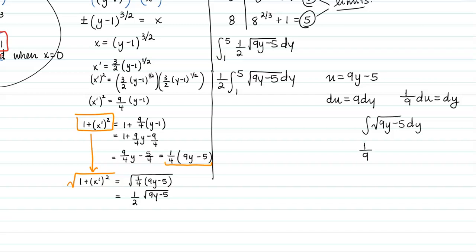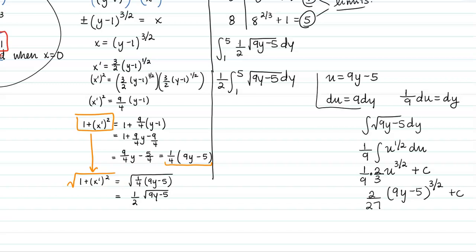is 1/9 the integral of u to the 1/2 du. So I'll increase the exponent on u up to 3/2 and divide by the new exponent. So I'm taking 1/9 and I'm multiplying it by 2/3. I'll just put a plus c here for now. So I have 2/27 times 9y minus 5 raised to the 3/2 plus c. So I did that off to the side because that gives us what the integral is. So I still have the 1/2 out in front. When we integrate, this is what we will get.